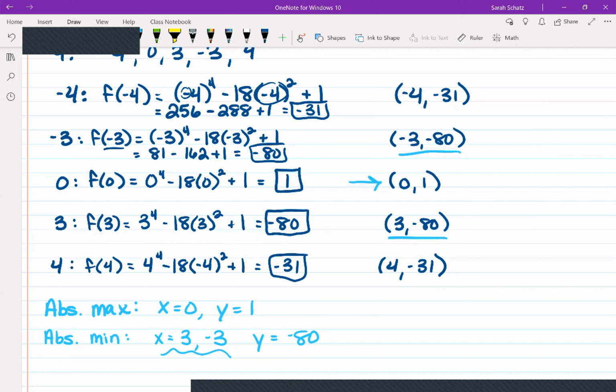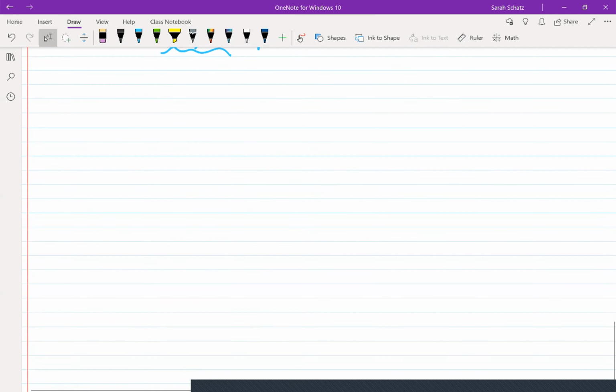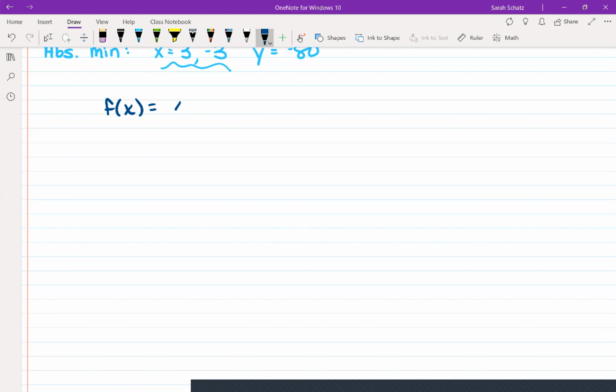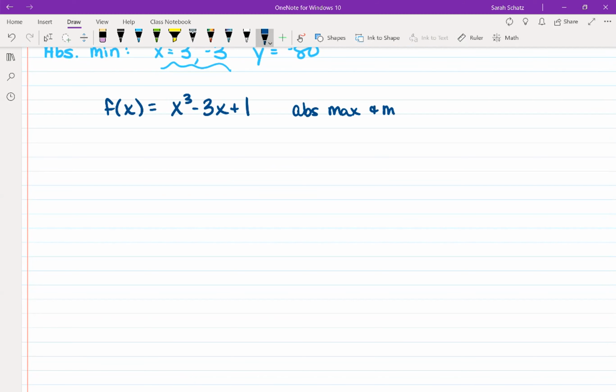Okay, so next function. This one shouldn't be as long. But, you know, long example has more practice, right? So in this function, I've got f of x equals x cubed minus 3x plus 1. Okay, so this is my function. I want to find any absolute max and min on the closed interval from 0 to 2. So my interval's not as big on this one. So less area that I would possibly have to be testing.